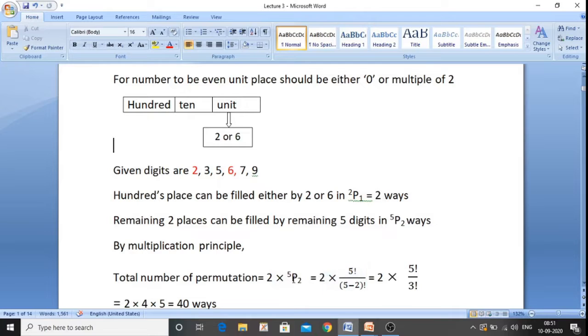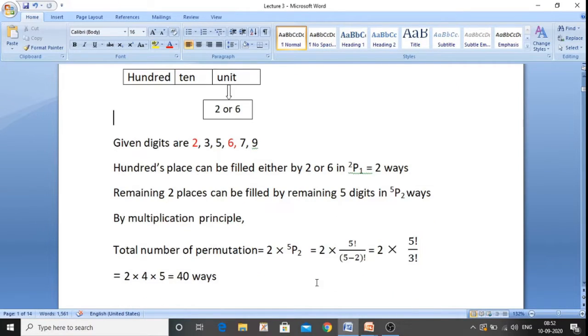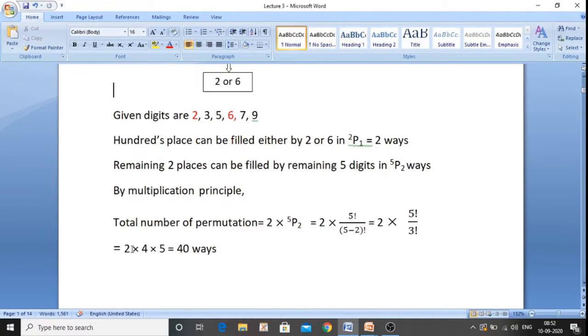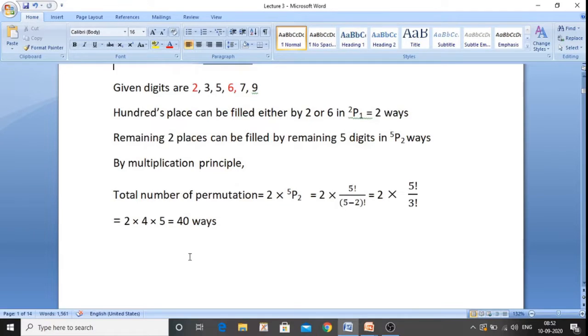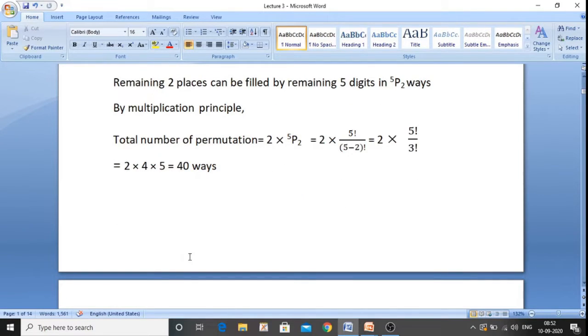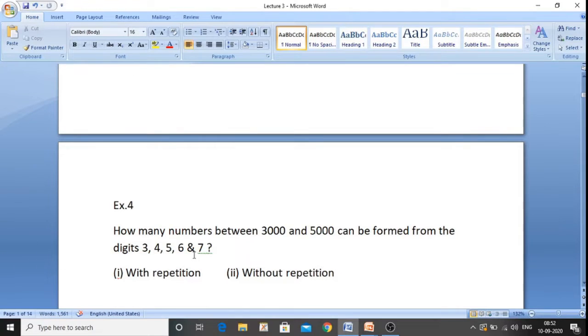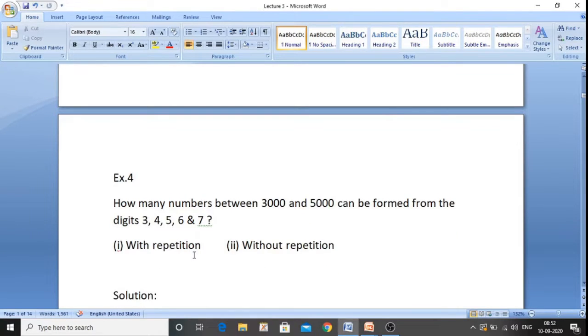So do the calculation. 5P2 is nothing but 5 factorial upon (5 minus 2) factorial, that is 3 factorial. So up to 3 factorial it will get cancelled. So remaining is 4 into 5 and this 2. So 2 into 4 into 5 is equal to 40 ways. So in 40 ways we can arrange the numbers in which the number is an even number. Now let us see the next example.